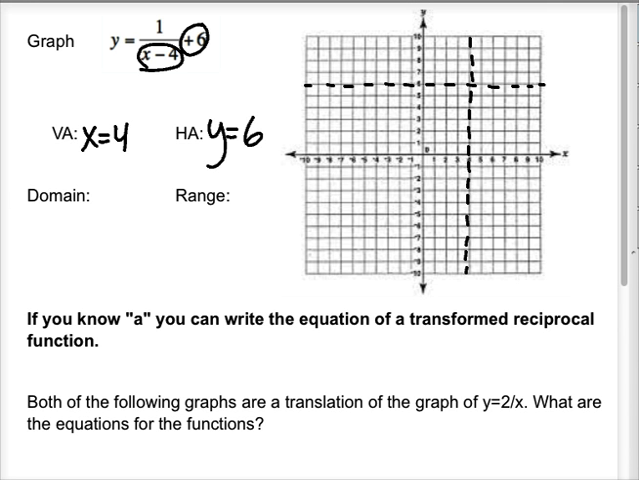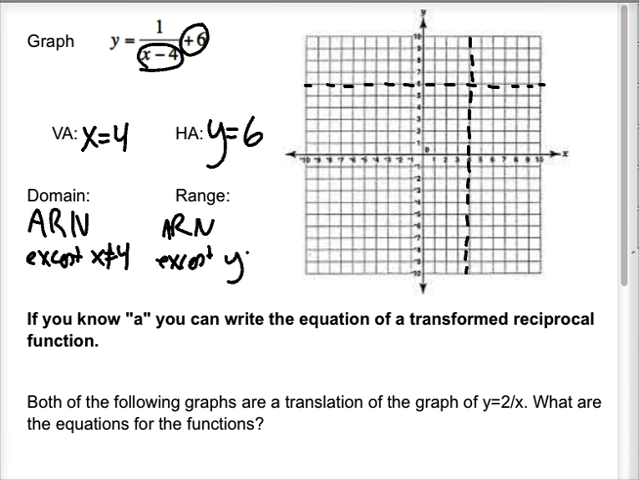So those are always the first things that you want to do. You want to shift around your graph, shift those asymptotes. So my domain is all real numbers, except where x can't equal 4. Range is all real numbers, except y can't be 6.